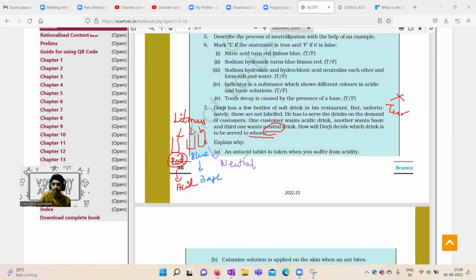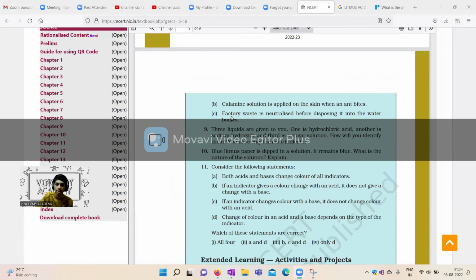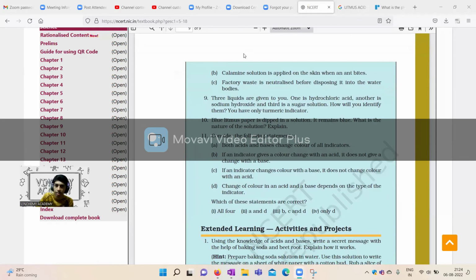Explain why an antacid is taken in case of acidity. I already explained to you, right? To neutralize your acid. Calamine solution is basic. That's also applied on the skin for insect bites. All this is given in your textbook, so it's not tough.